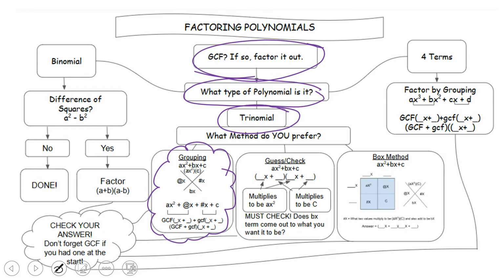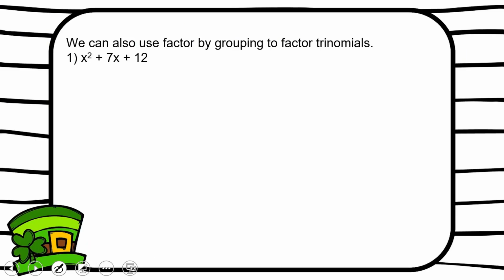So there's an example here. We're going to go through it step by step with some specific problems. So here's our first one. So is there a GCF in this one? Nope, no GCF. And we know that that's a possibility.